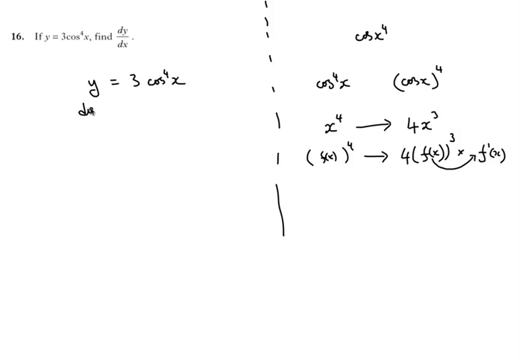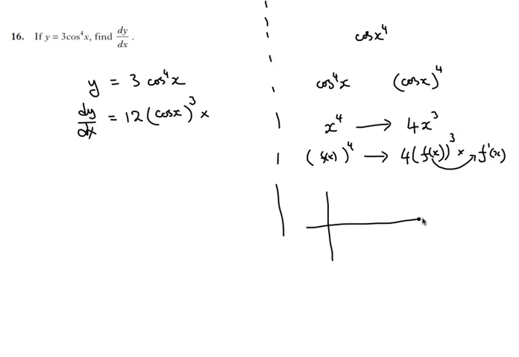So here we go, dy by dx will be equal to, the 4 comes down the front, well, there's a 3 there, so it's 4 times 3, 12 times this something, which is cos x, to the power 3, times whatever we get when we differentiate cos x.